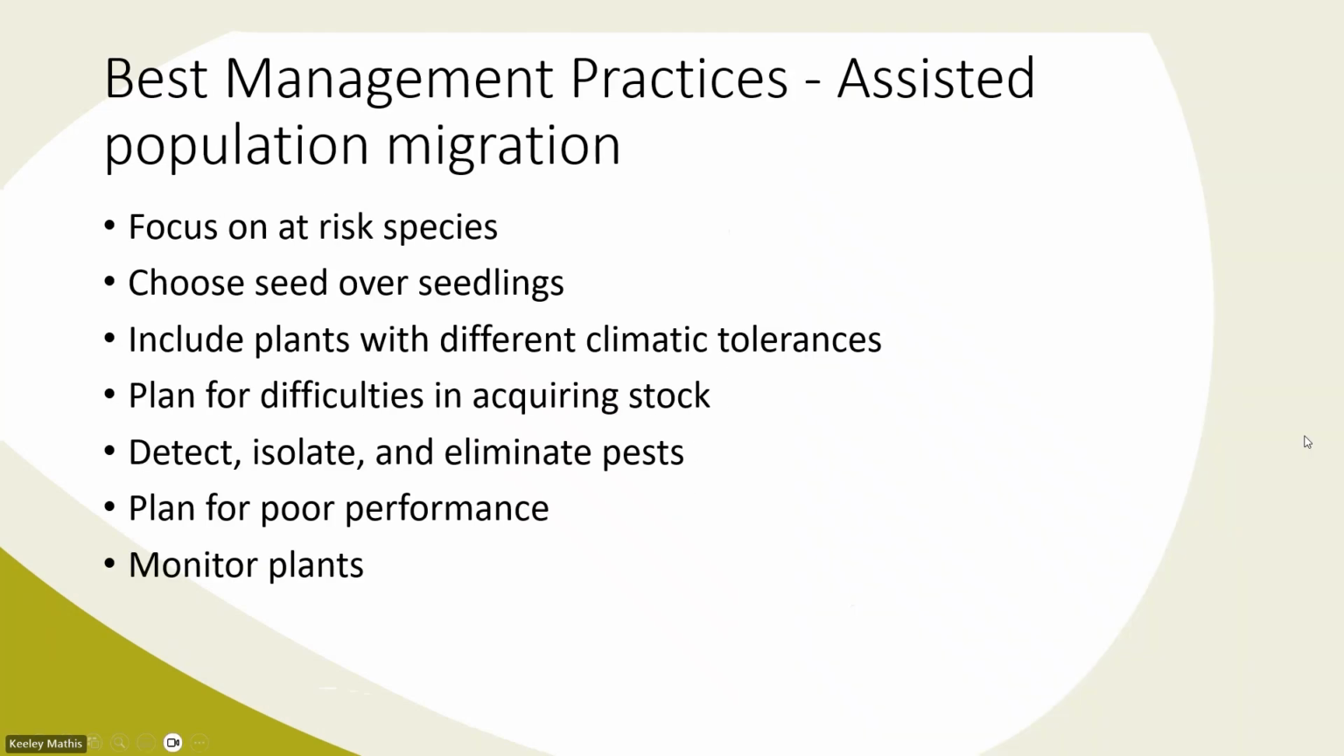So the best management practices for assisted population migration are to focus on species that are at risk from climate change. Since assisted migration is risky, it's important that we choose species that are also at risk so that the benefits outweigh the risks.